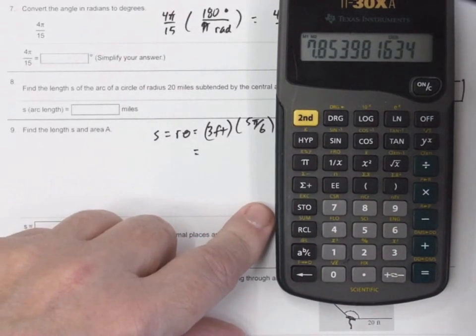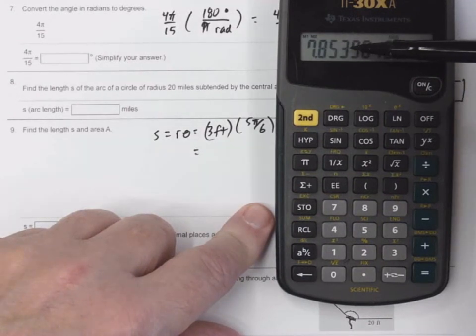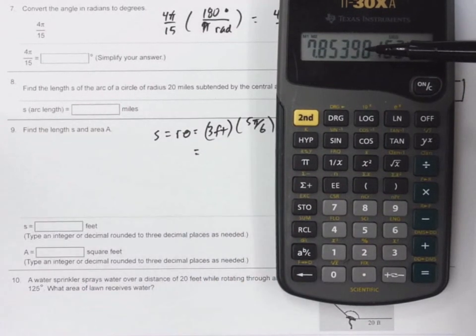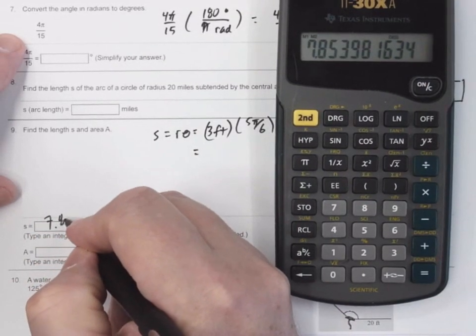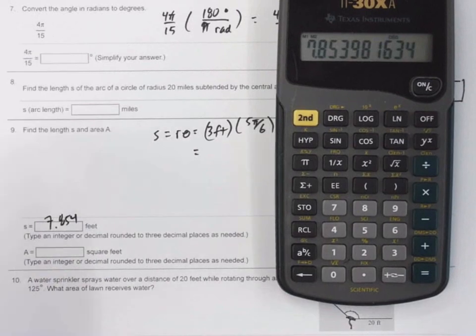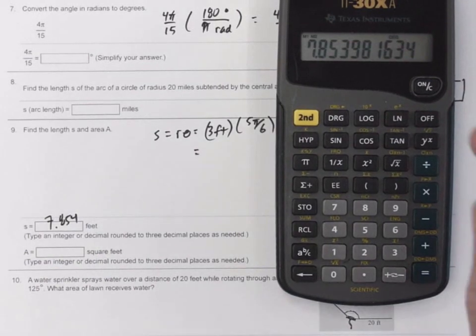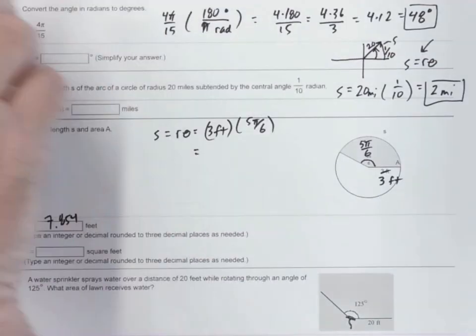So if you can see, it looks like it's 7.8539. They want the answers to 3 decimal places. So this 3 is the 3rd decimal place, but I have to look to the next number to see whether I should leave it at 3 or bump it up. The next number is 9. So to round, this is going to get bumped up. So it's going to be 7.854. And that is correct.